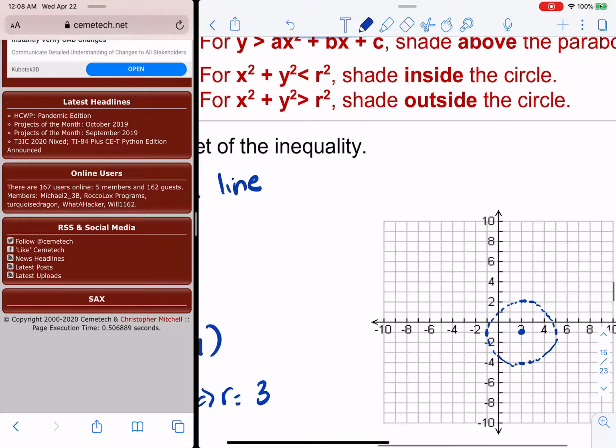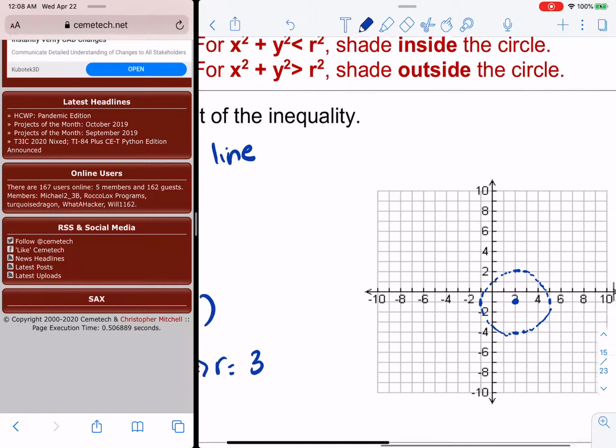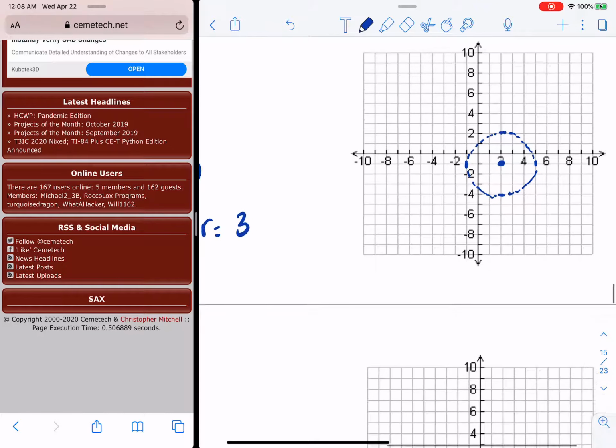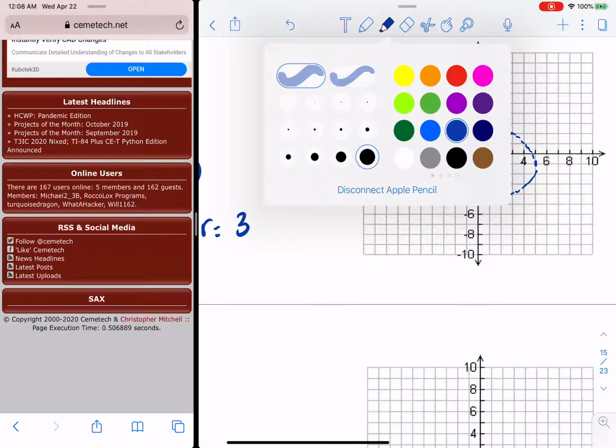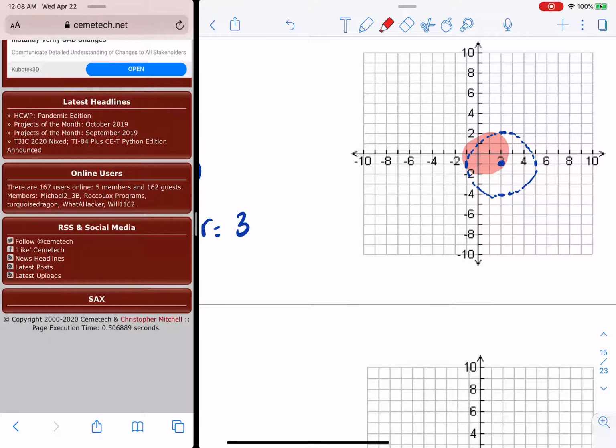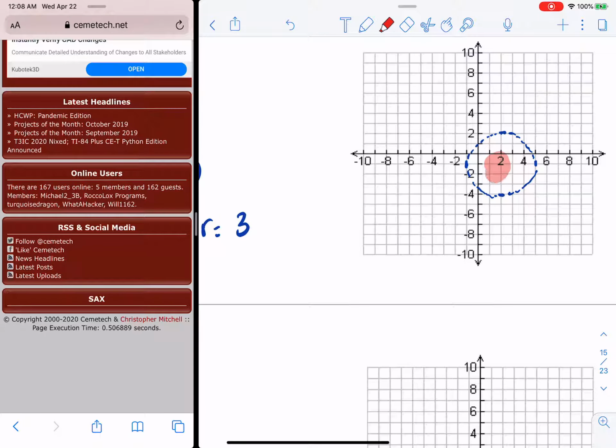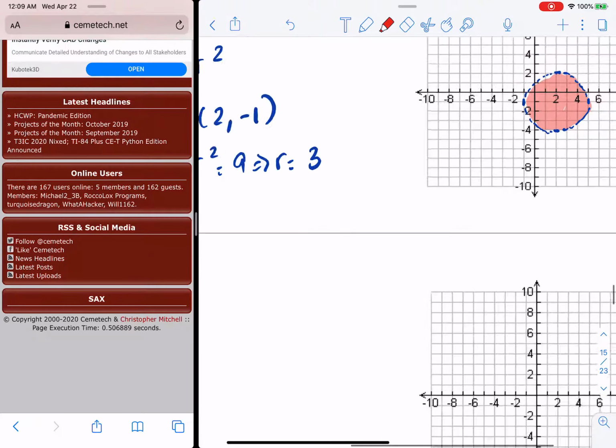And since we have a less than in the inequality, we have to draw it inside or shade it inside the circle. So the solution would be all of that inside.